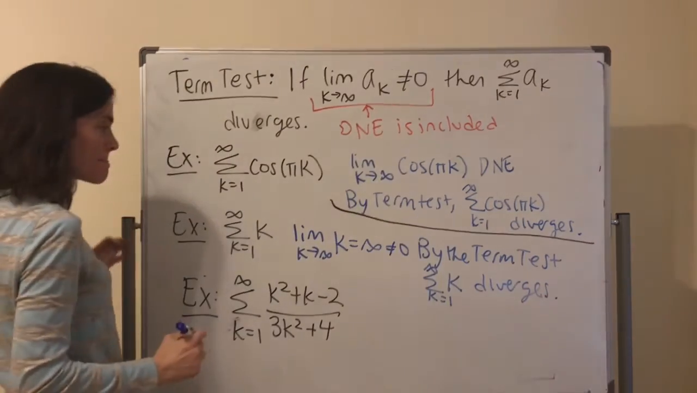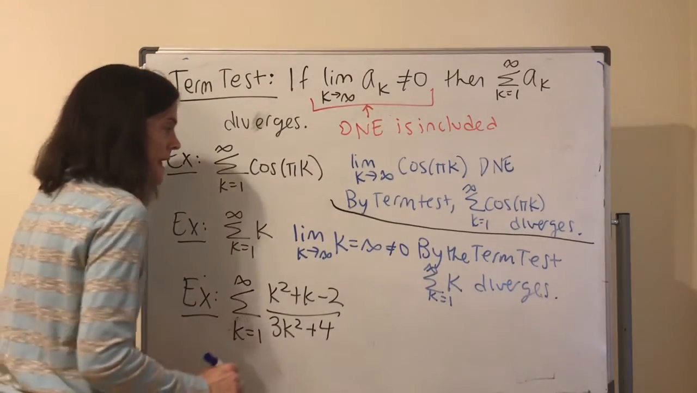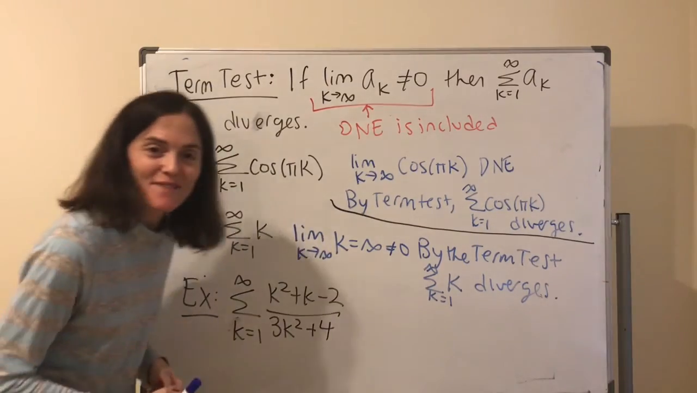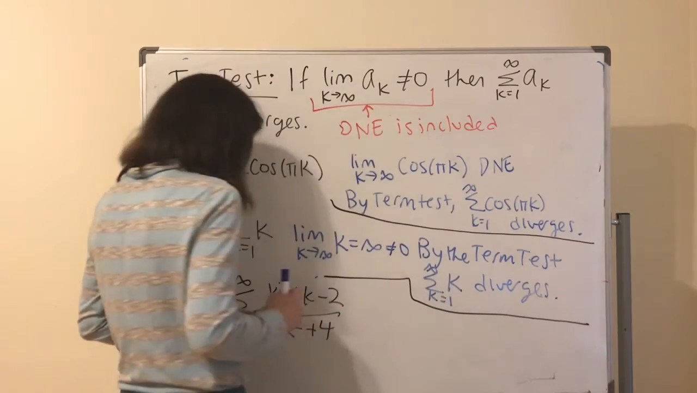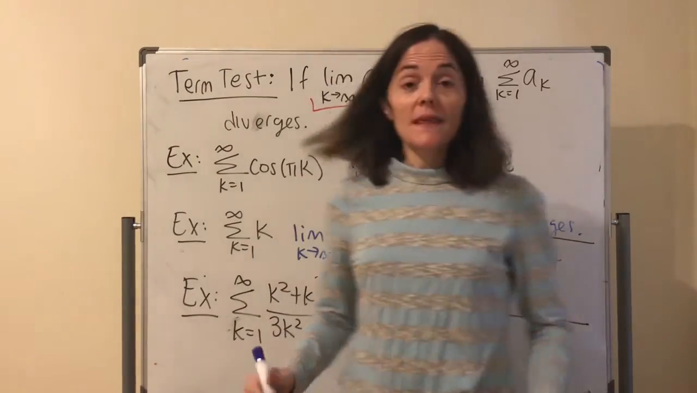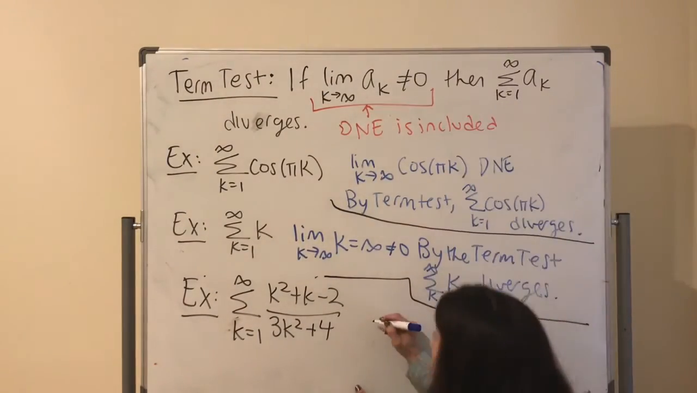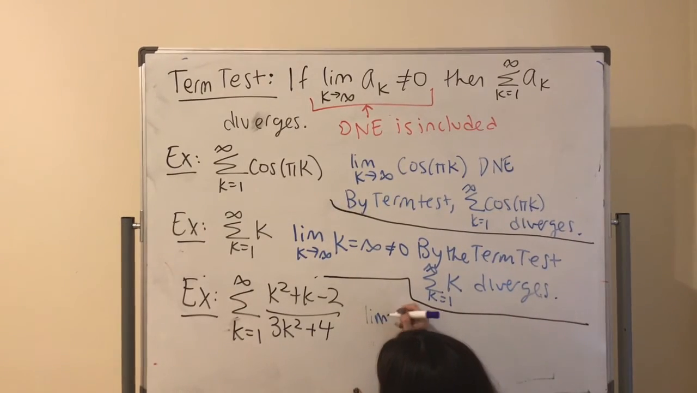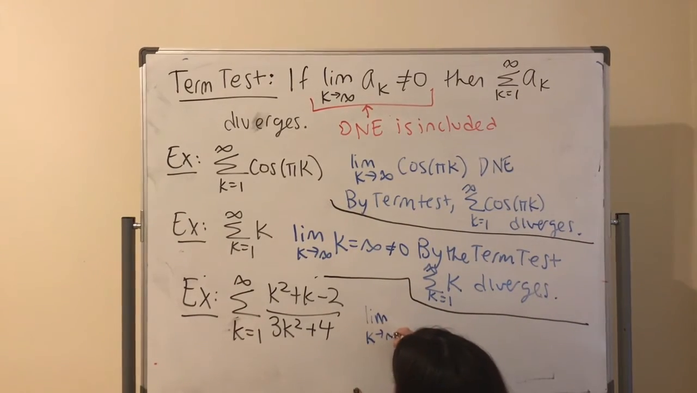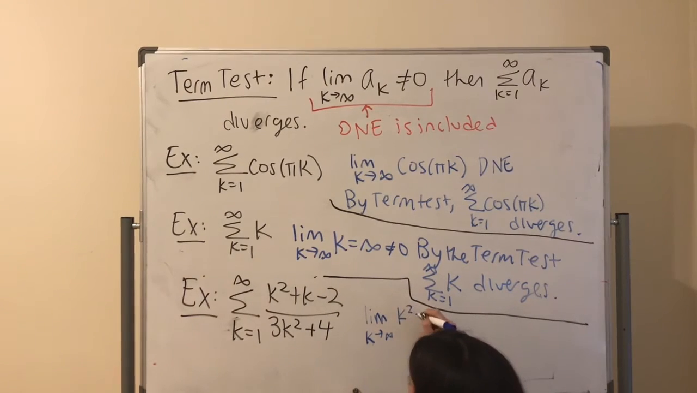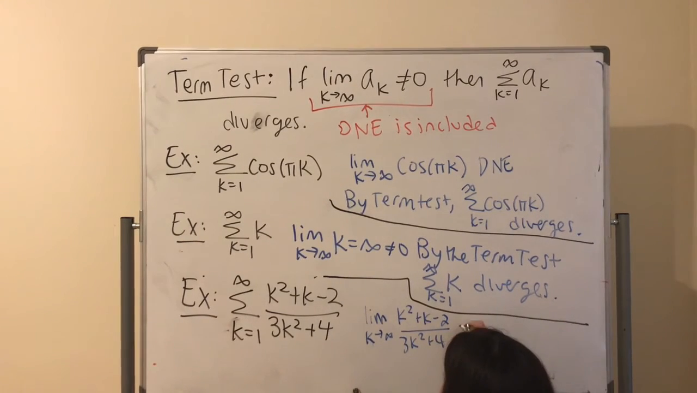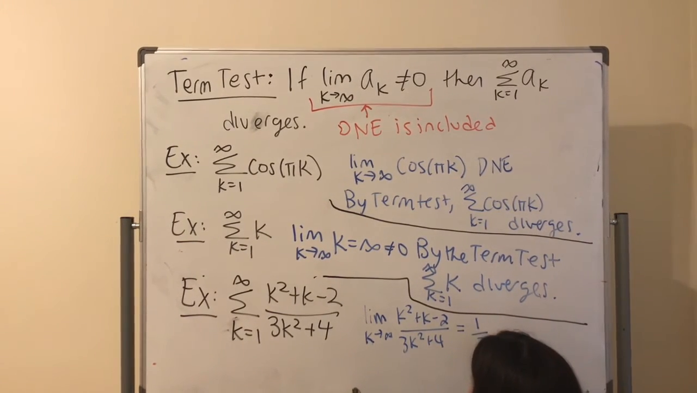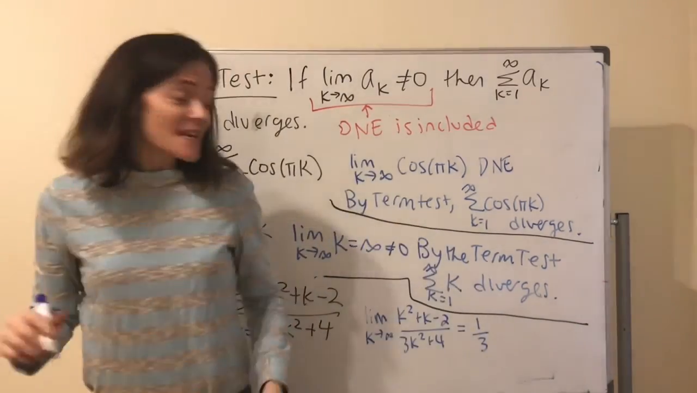And finally, we'll do this one. This one is one that we haven't already figured out diverged using the definition. And this one, the limit actually exists. So here, if I take a limit as k goes to infinity of k squared plus k minus 2 over 3k squared plus 4, we know this limit is 1/3. Okay? How do you see that?